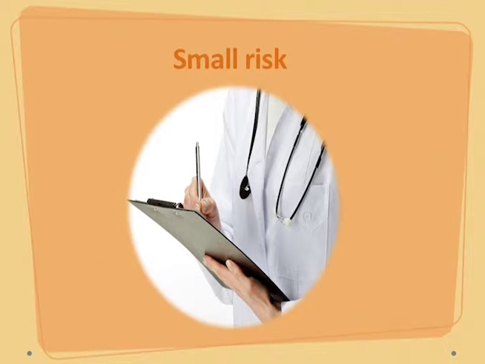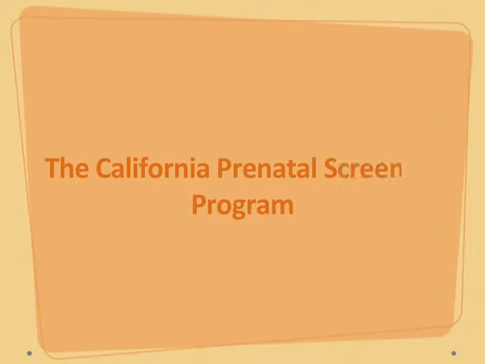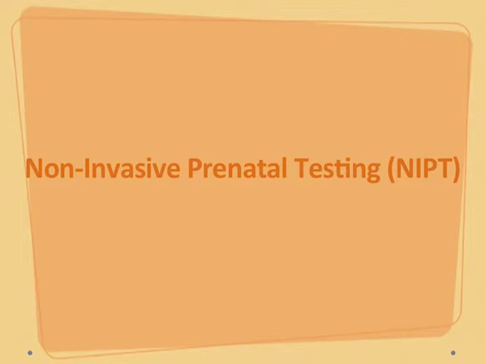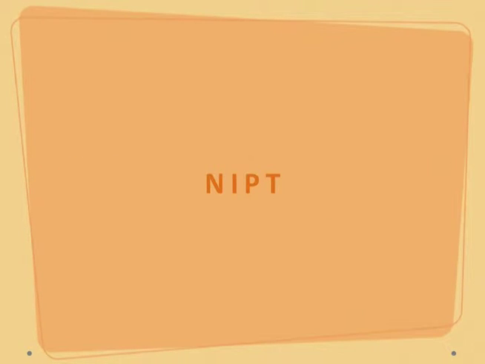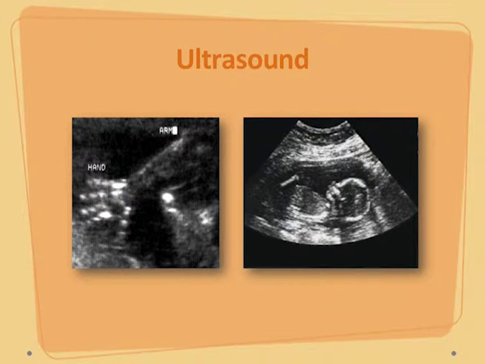Let's go back and review the specific screening tests that are available. There are 3 different screening test options: ultrasound, the California Prenatal Screening Program, and non-invasive prenatal testing known as NIPT. First, we'll discuss ultrasound. Ultrasound uses sound waves through the mother's belly to create pictures of the baby.